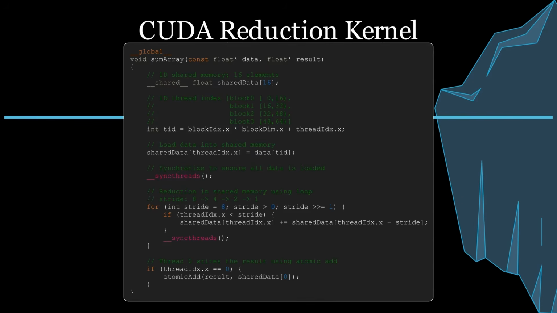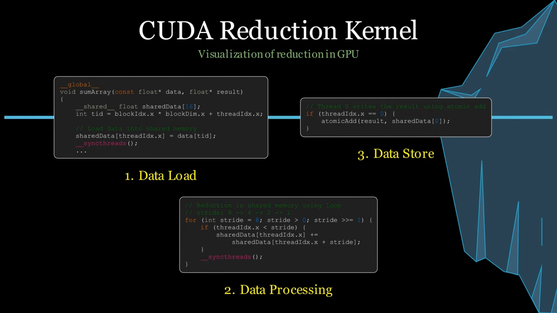Let's consider a kernel code to find the sum of the elements of an array. This function is tagged with the global keyword, which indicates that it's a function meant to run on the GPU. It takes the input data pointer and the output result pointer. Instead of trying to understand the code as a whole, let's break it down into three distinct parts: data load, data processing, data store portion of the function. In the later part of this video, we will look into each of these parts of the function systematically.